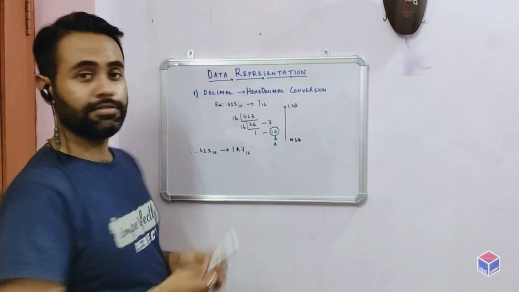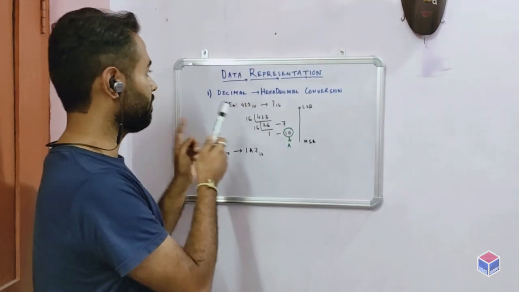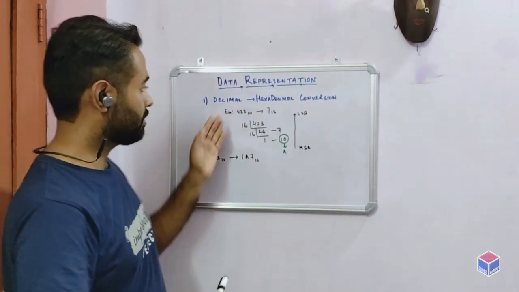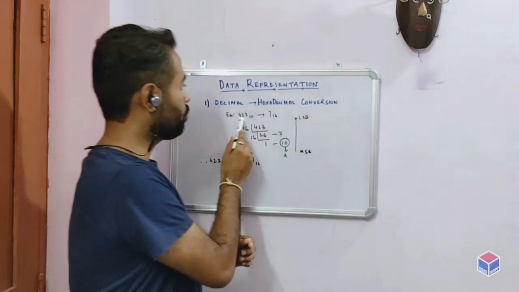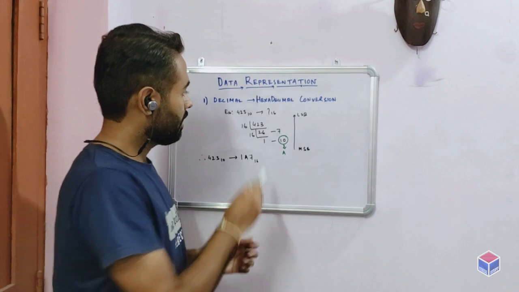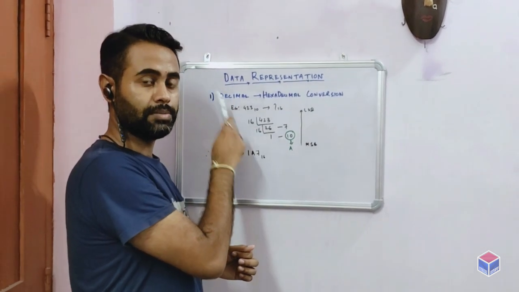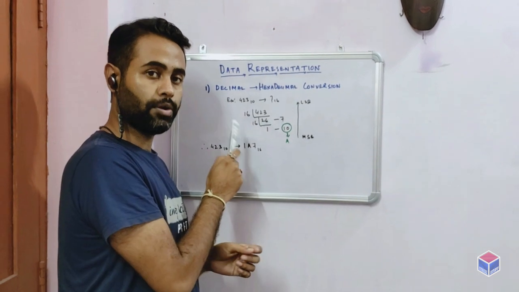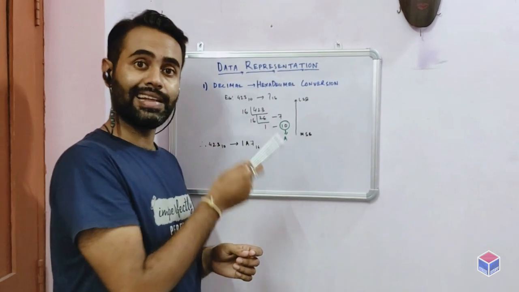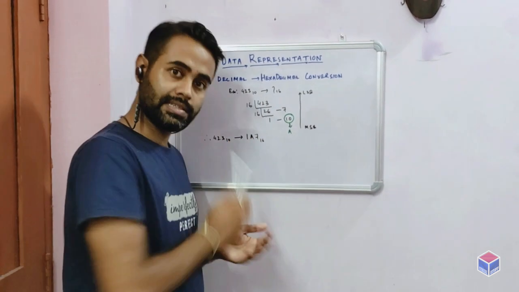The next conversion is from decimal to hexadecimal, that is from base 10 to base 16. As you can see in this example, 423 base 10 to base 16. In the LCM step, we are now dividing by 16. For decimal to binary, we did the LCM by 2. For decimal to octal, we did the LCM by 8. And for decimal to hexadecimal, we do the LCM by 16.